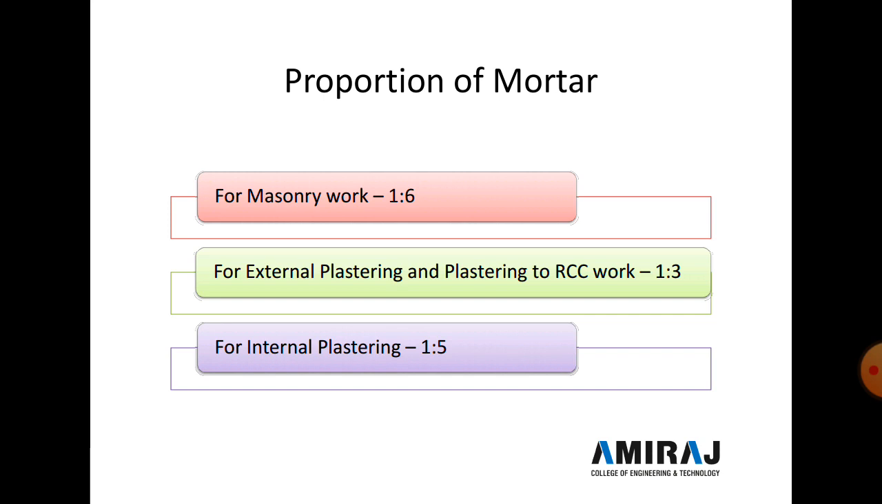Now next is external plaster, or plastering to RCC work. For the external plaster, the proportion is 1:3, so 1 part cement and 3 parts sand. And for internal plastering work, a 1:5 ratio is required.